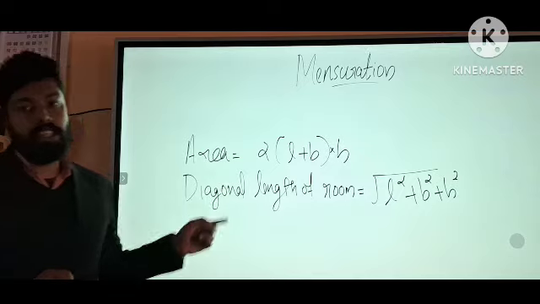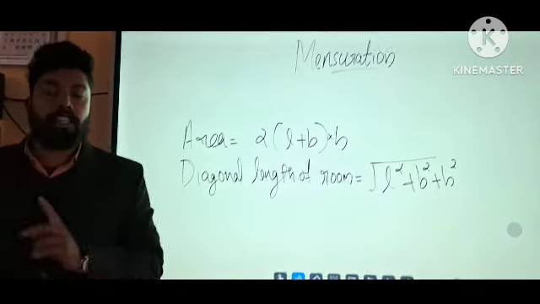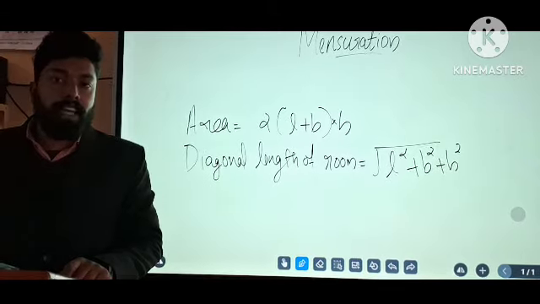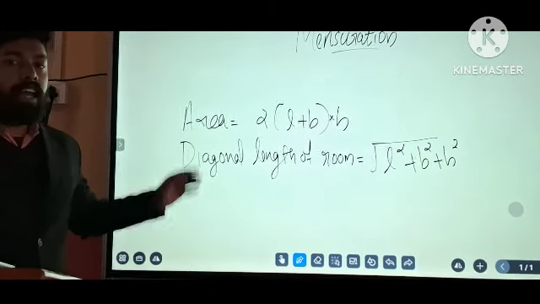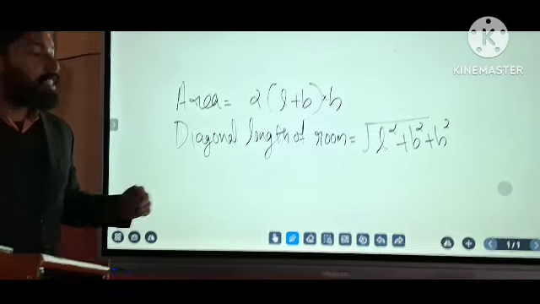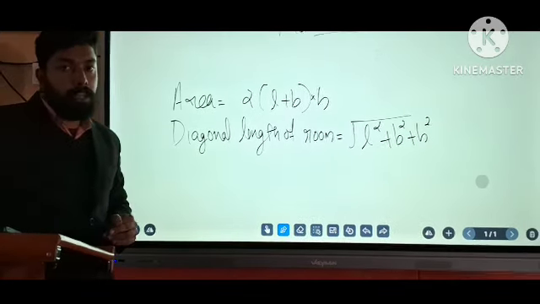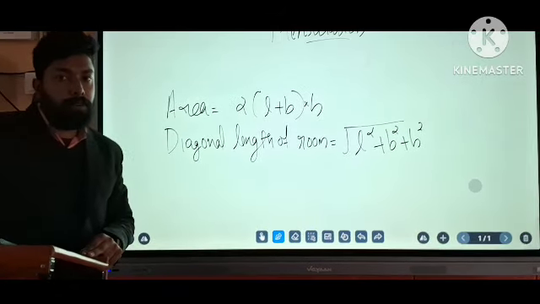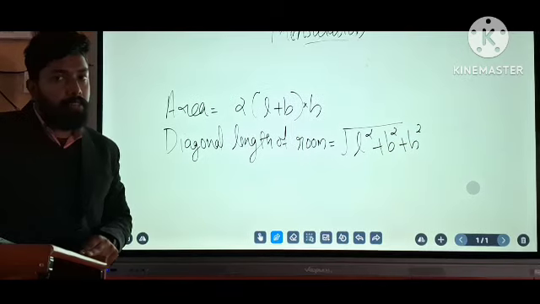So these are the equations in the case of a cuboid, and the four sides of the wall are like a cuboid shape. In that shape you use these equations, and you only need to understand them. So you can directly learn this equation by heart: area is equal to 2 into L plus B into H, and diagonal length of the room is equal to root of L square plus B square plus H square. So is it clear to everyone?